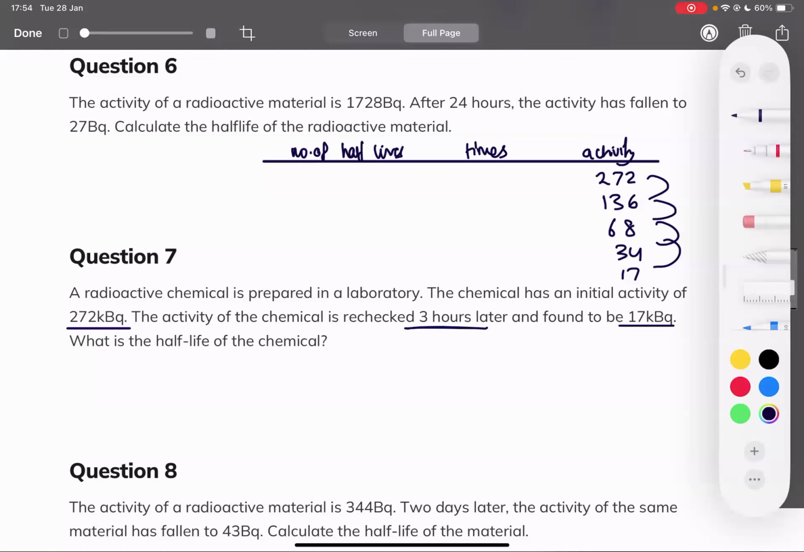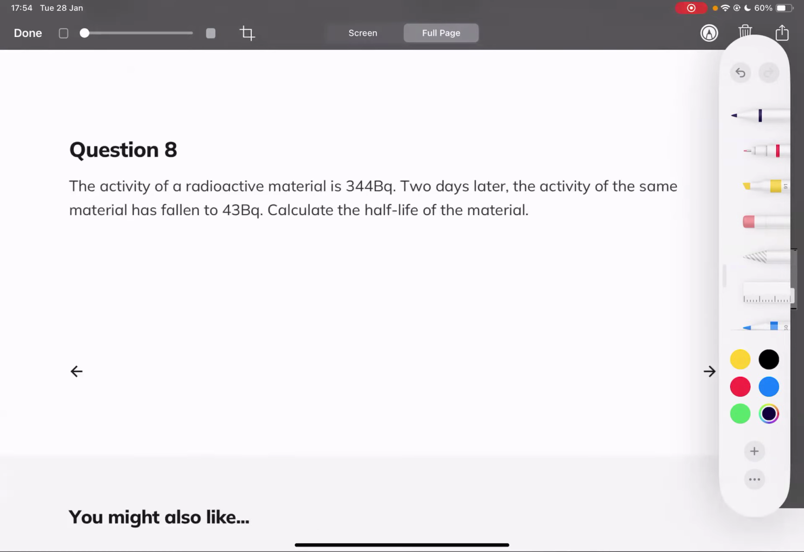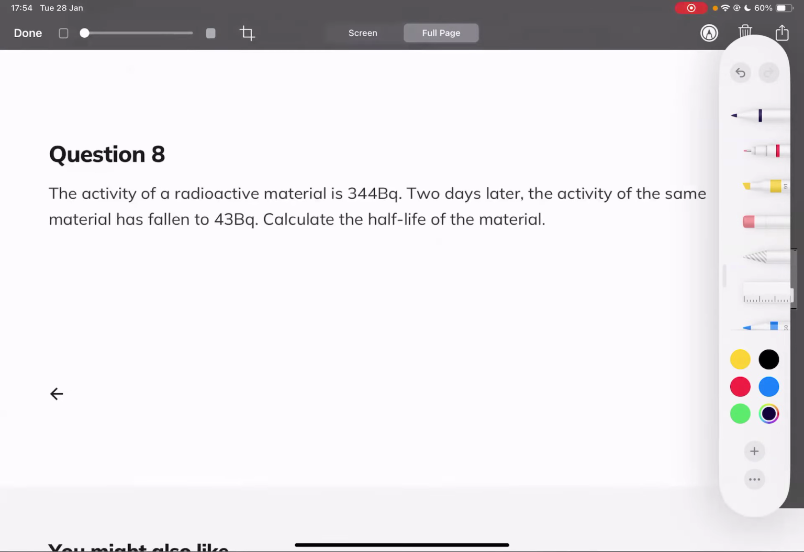So 3 divided by 4 is 0.75 hours. Each half-life is 0.75 hours or 45 minutes. Is that what you got? Yeah. Nice. Last one, question 8. Well done.